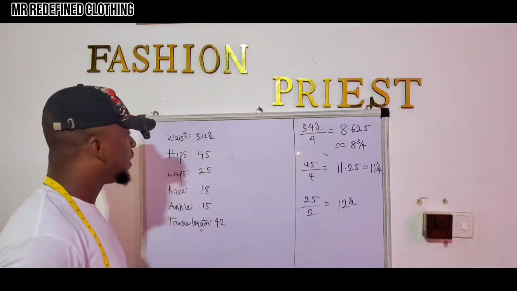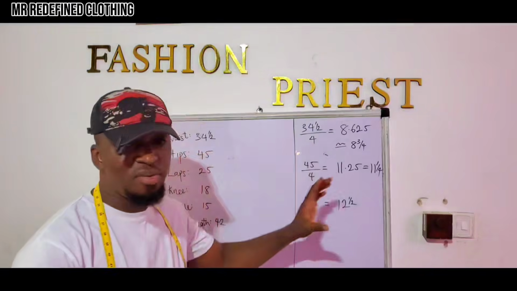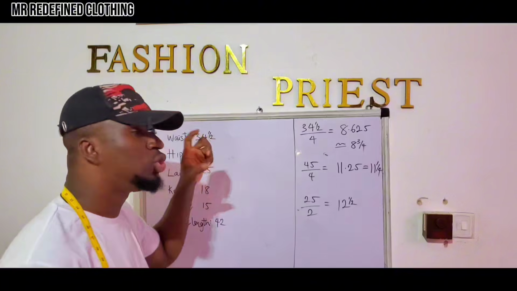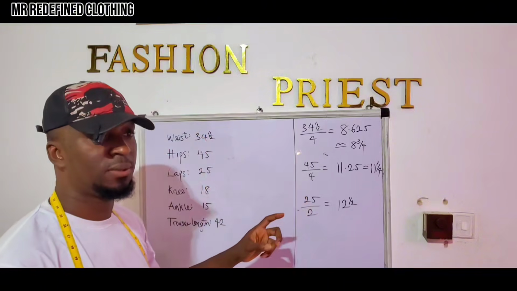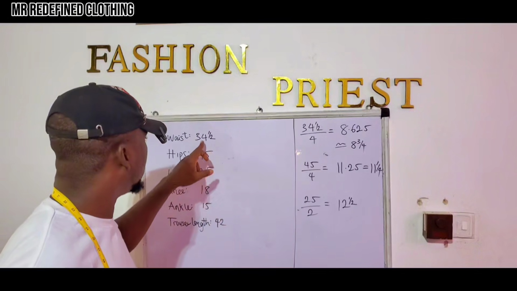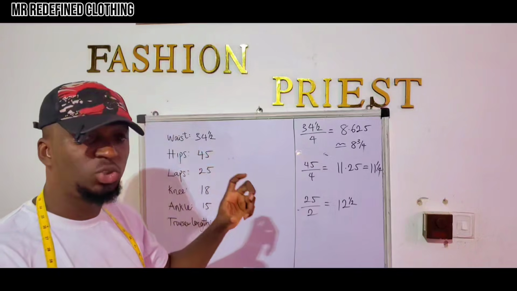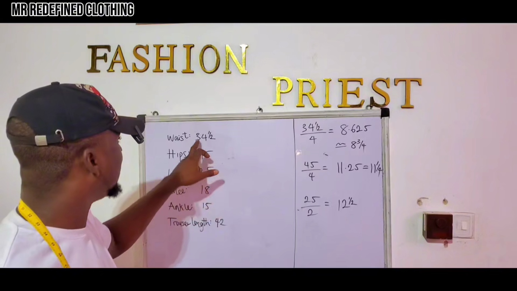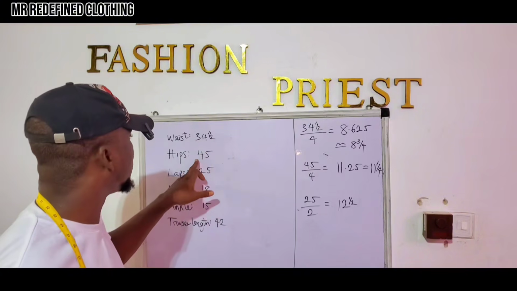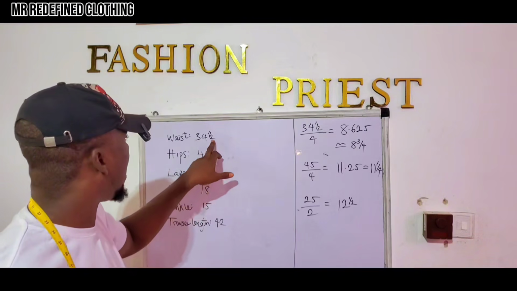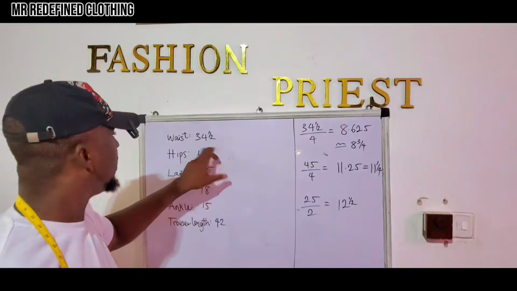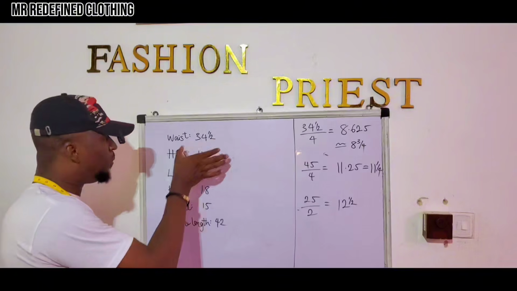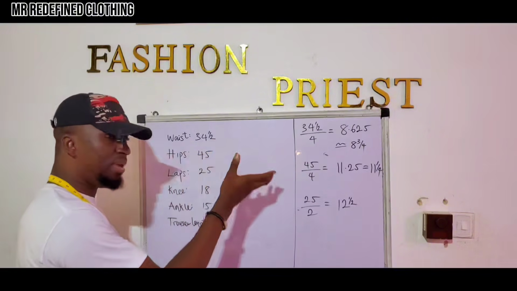Even if you're the one that measured it, you need to verify. Since I wasn't the one that took the measurement, let me still verify that the measurements correspond. The first thing you will note in every measurement is that the difference between your waist and your hip should be at least 9 inches. Now the hip is 45 and the waist is 34.5, so this is an 11.5 difference. The reason is that this person has a small waist, but the hip is a bit big.